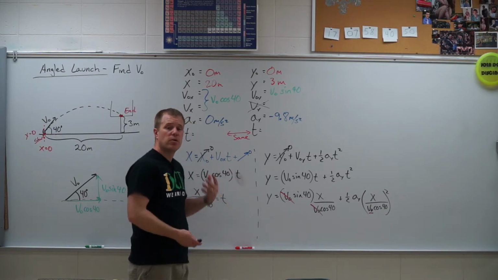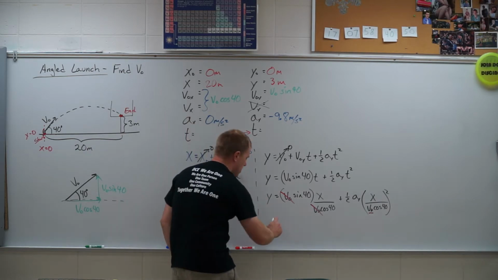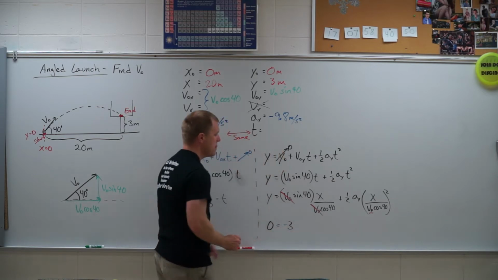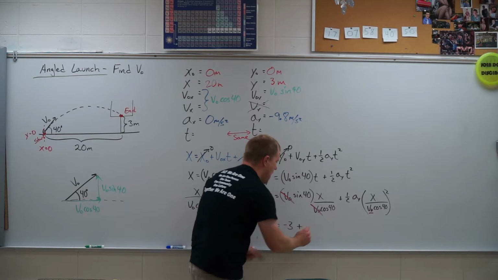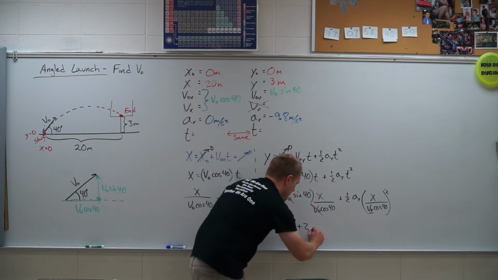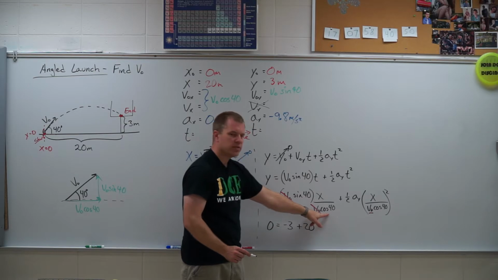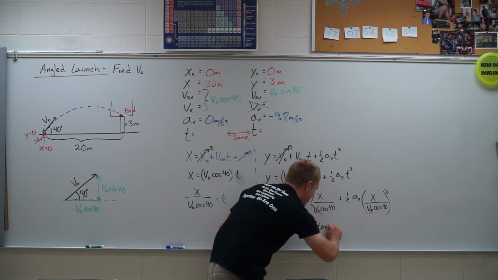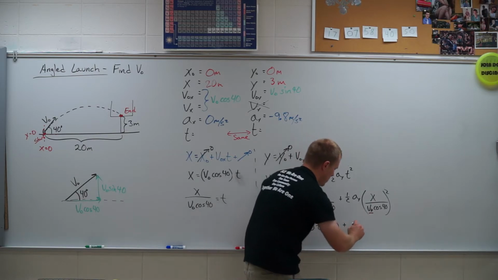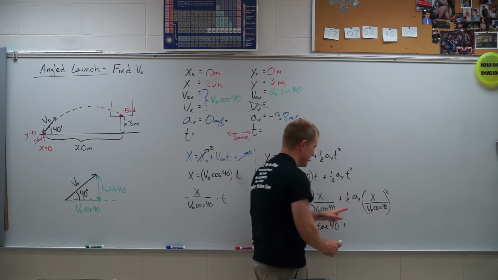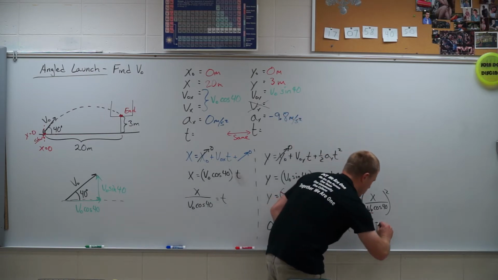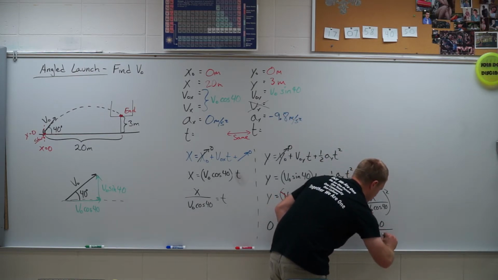It's just 0 on one side. Okay, so I'm going to move my y over. So now I have 0 is equal to negative y, which was negative 3, and then plus x, which was 20, times sine of 40 divided by cosine of 40. Sine over cosine is tangent. So I have the tangent of 40, plus a, which is negative 9.8, times a half, so that's negative 4.9, times all of this squared. So I have 20 divided by v naught cosine of 40 quantity squared.